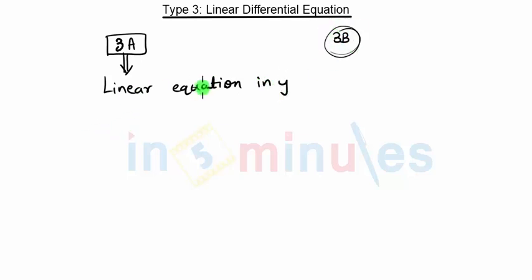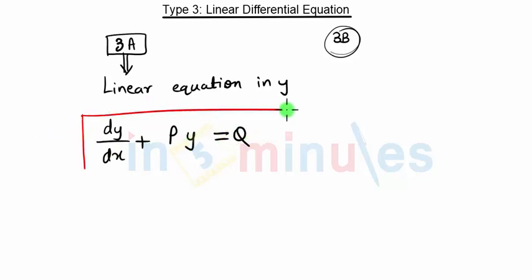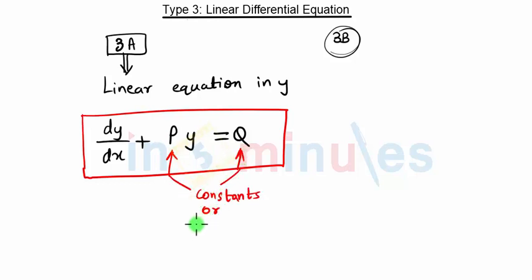So what is a linear equation? A linear equation is nothing but any equation of the form dy by dx plus p into y equal to q. So this is the linear equation in terms of y. Whenever the question is given and it can be represented in this form, then it is a type 3A type of problem, where p and q are constants or they can be functions of x. So p and q are functions of x when the equation is linear in y.